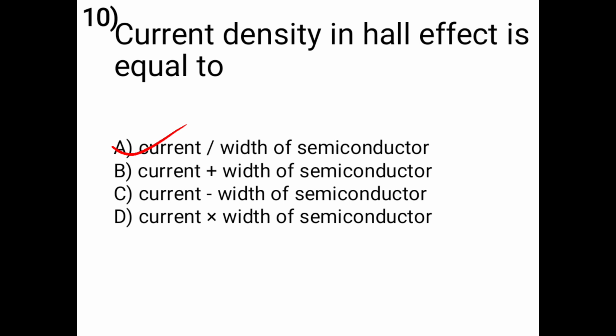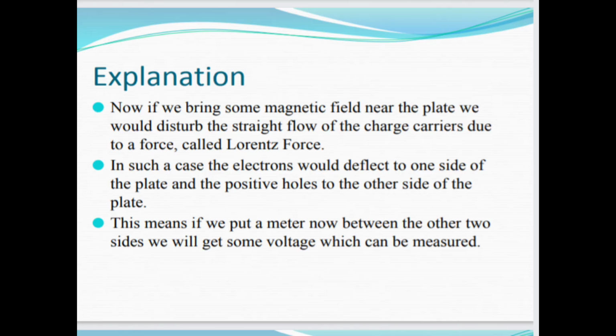So here we see the explanation of this. First point: if we bring some magnetic field near the plate, we would disturb the straight flow of the charge carriers due to a force called the Lorentz force. In such a case, the electrons would deflect to one side of the plate and the positive holes to the other side of the plate.